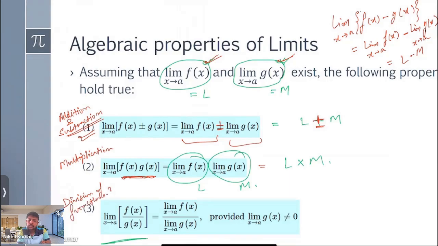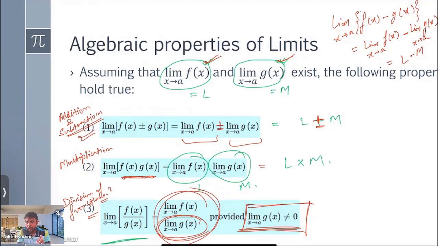There's one important thing to note here. Whenever we are applying the third property or the third rule in finding the limit of the quotient of two functions, we need to ensure that the limit of g of x cannot be 0. This is a very important condition, because if the limit of g of x is 0, then this entire thing will be undefined. We cannot define it, okay? And that's why this is an important condition.